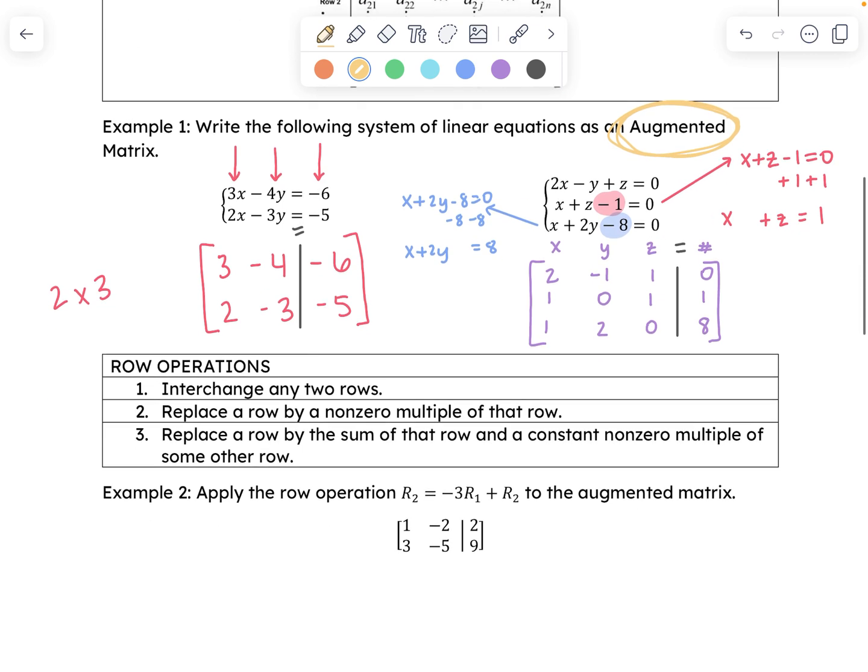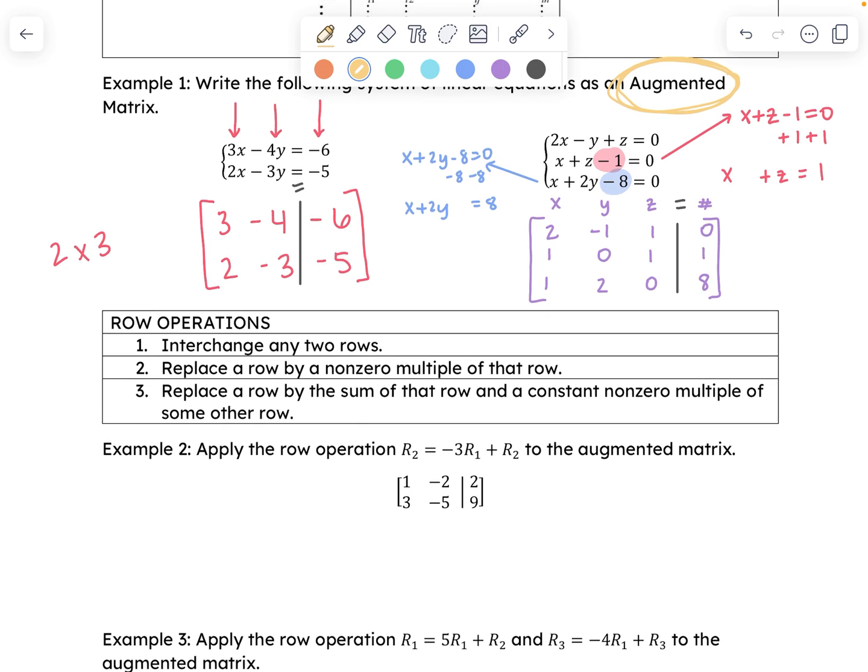And we do that by using what we call row operations. So when we're looking at row operations, there are 3 different row operations that you can use. The first one is that you can interchange any 2 rows. So I could switch row 1 with row 2 or row 1 with row 5 or whatever, depending on how many rows you have. The second one is that you can replace a row by a non-zero multiple of that row. That's a really fancy way of saying that I could take any row and multiply it by any number as long as the number is not 0. So non-zero multiple of that row.